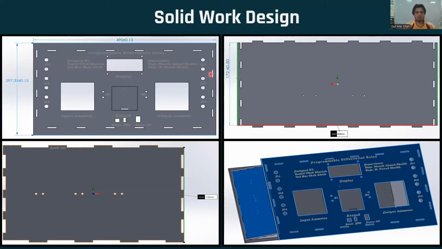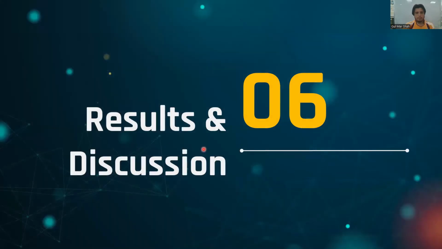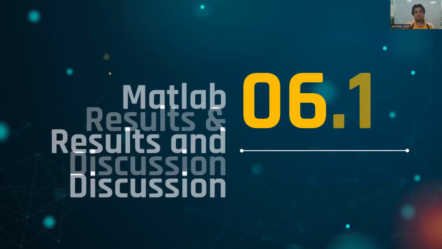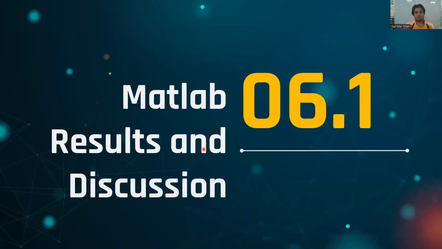Then we moved to the SolidWorks design, because everything was quite good. Then we designed our differential relay in SolidWorks. This is the final shape of the differential relay in SolidWorks. After giving it a proper shape, we started working on it, and we worked on the differential relay, and then we started taking the results.